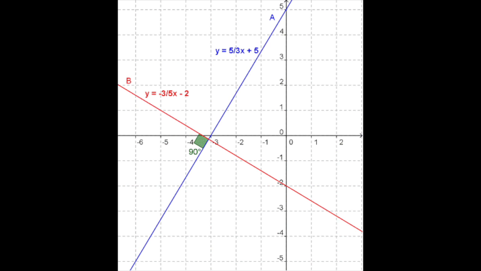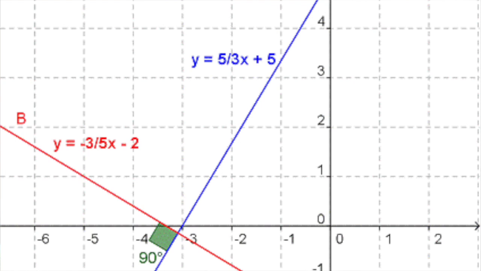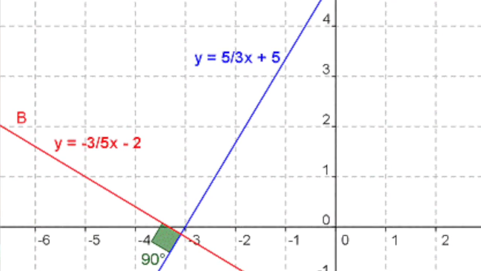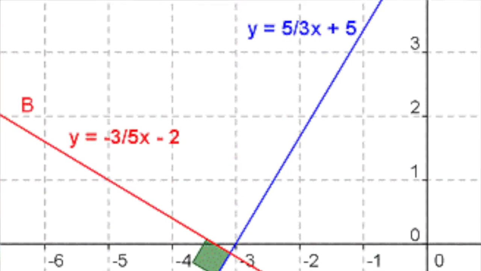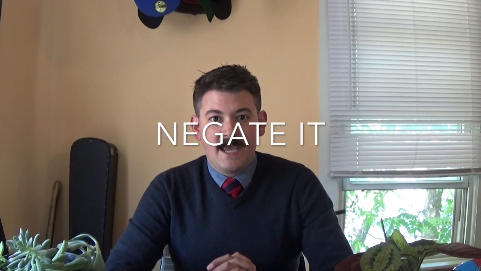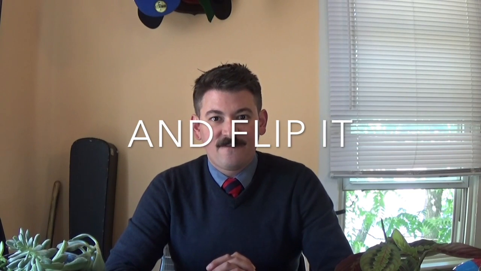Perpendicular lines intersect at a right angle, or 90 degrees. Their slopes are negative reciprocals of one another. For example, line A has a slope of 5/3. If we negate it and flip it, we get the slope of line B, negative 3/5. Negate it and flip it.